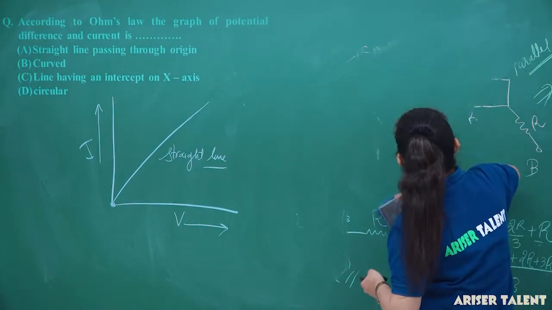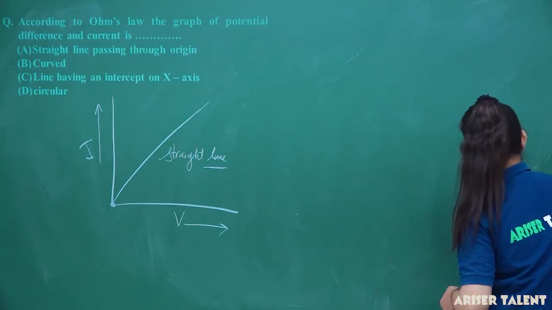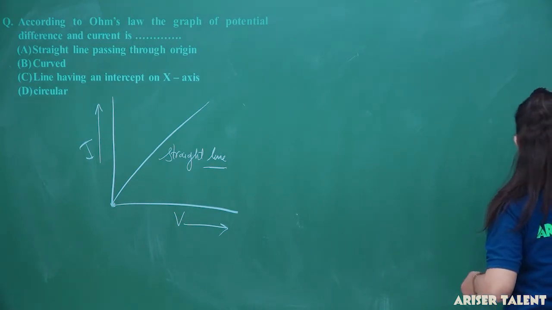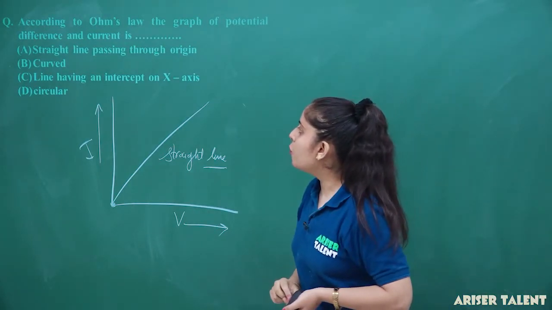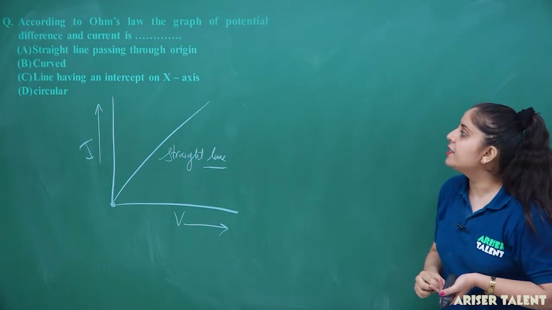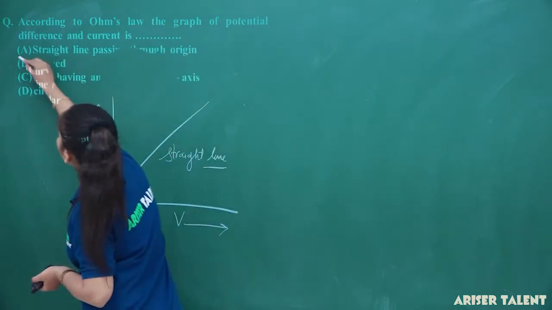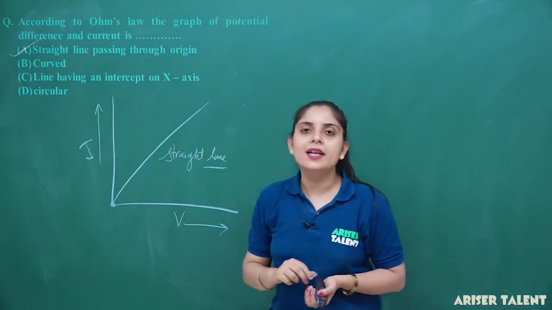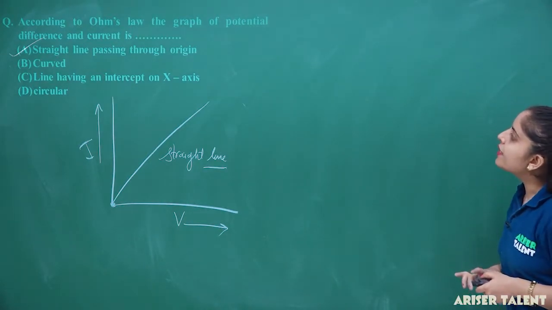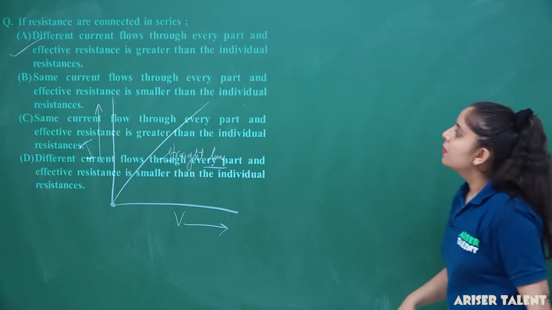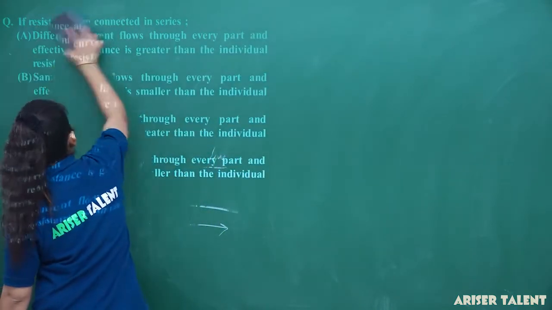So let's check the options here. It is a straight line passing through origin, curved, line having an intercept on x-axis, or circular. So the correct option here will be, it is a straight line passing through origin. So this is a theoretical question we have in our chapter. Now let's move to the next question in this sequence we have. If resistances are connected in series, this is again a theoretical question.